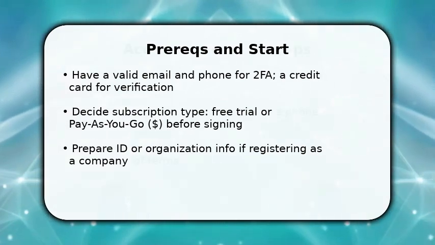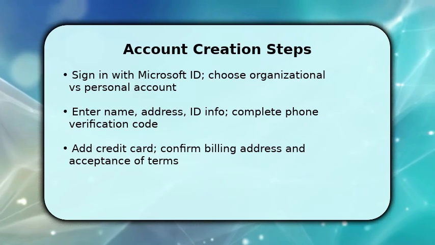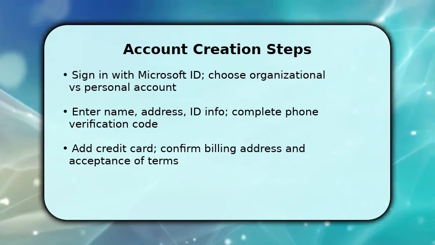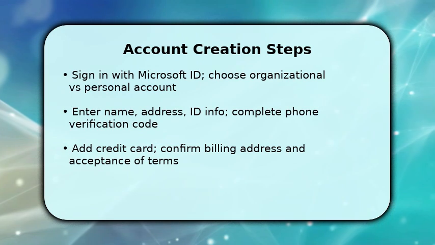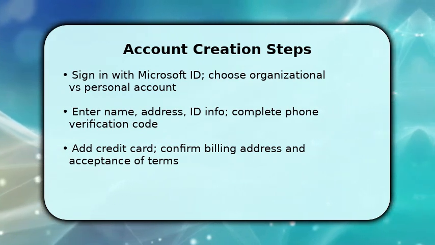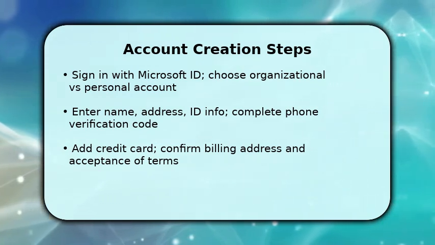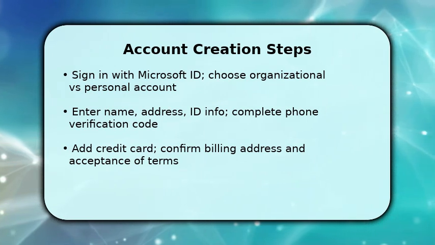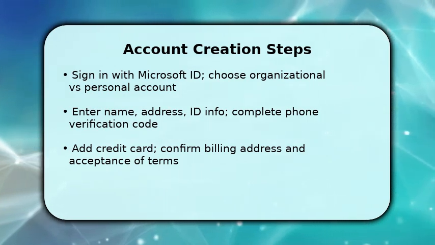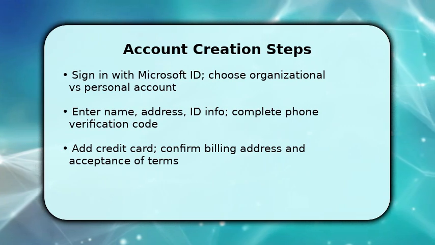You now fill out the detailed registration form. Select whether it's a personal or organization account because tenant behavior differs. Enter your legal name, address, and any organization details. Accuracy ensures tax and compliance alignment. When you receive the SMS code, enter it immediately to confirm your phone.